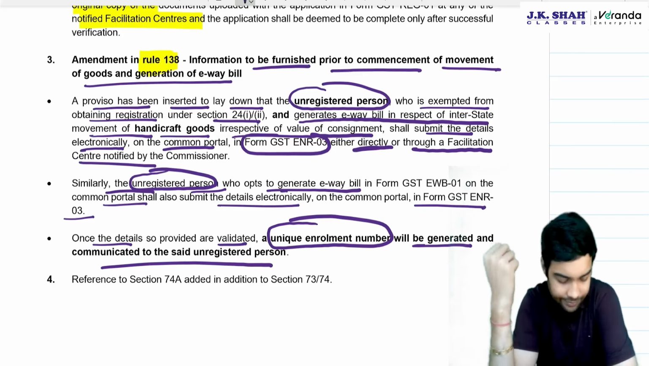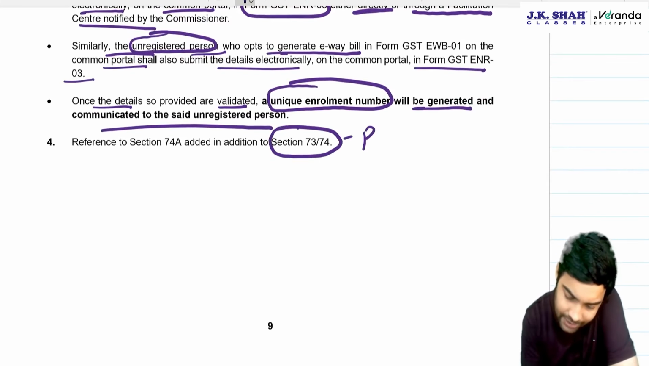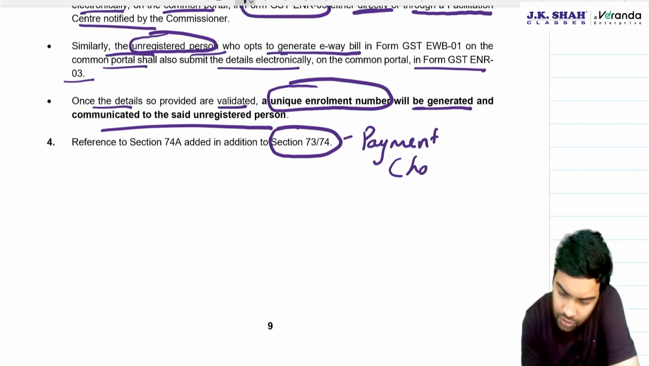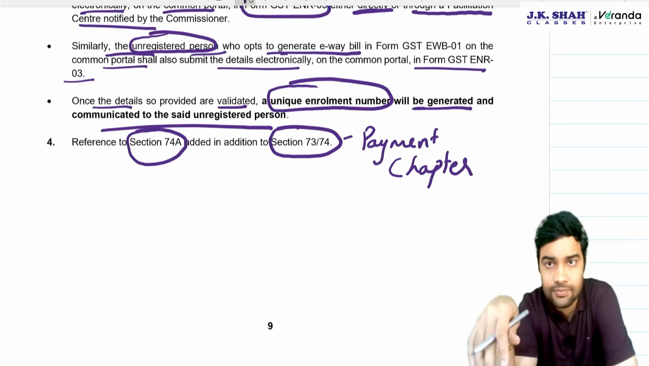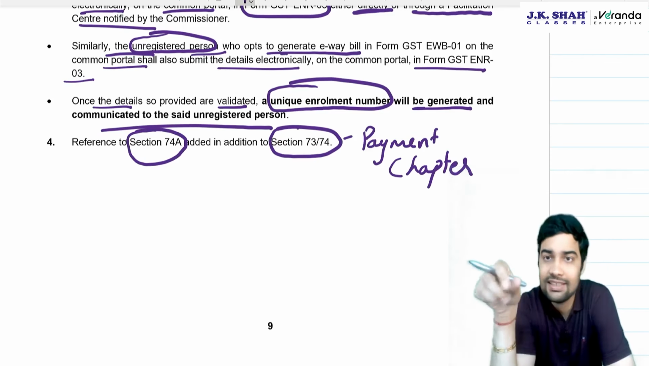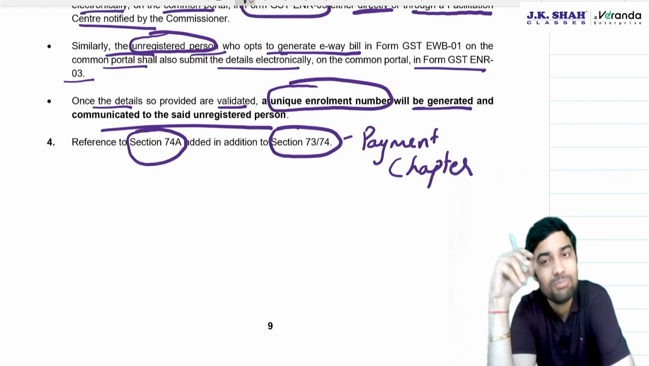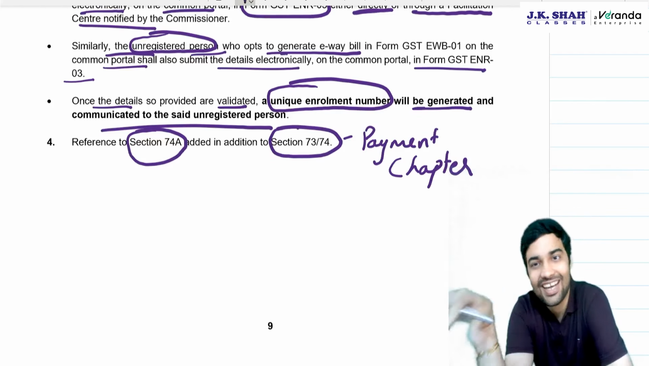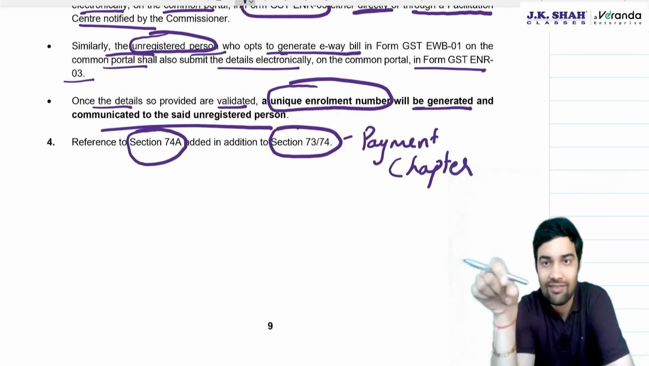Clear? Okay. And wherever there was reference to section 73 and 74 in the payment chapter, in all those places you will also include reference to section 74A. So wherever 73, 74 was mentioned, 73 deals with notice for other than fraud, 74 for fraud. 74A is now a mixture provision which deals with both fraud and other than fraud cases. Wherever 73 and 74 is there, add this 74A.